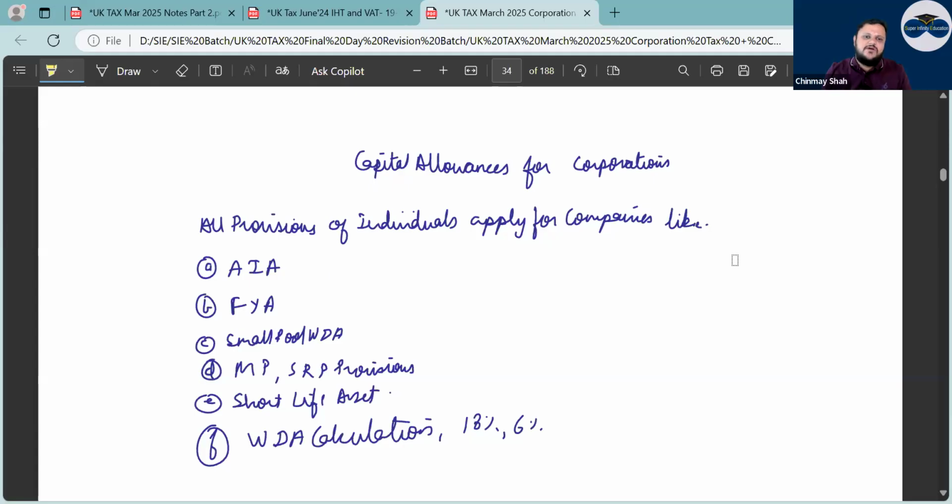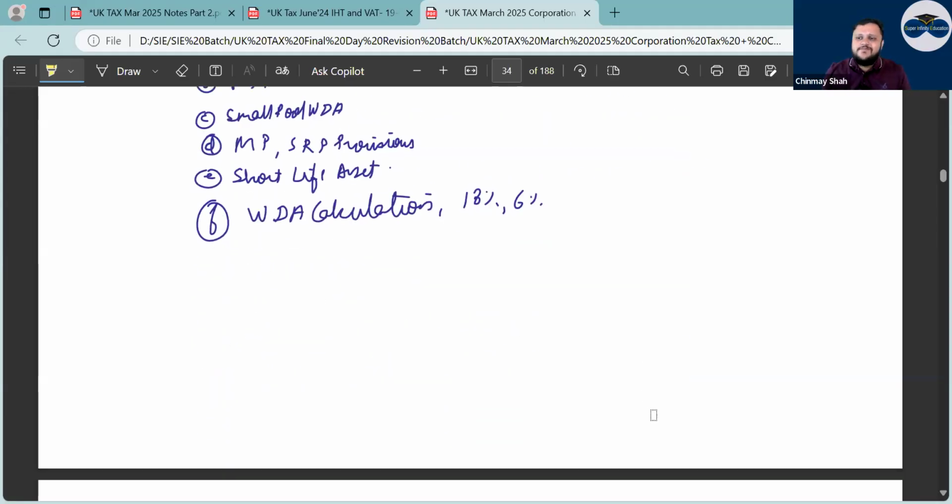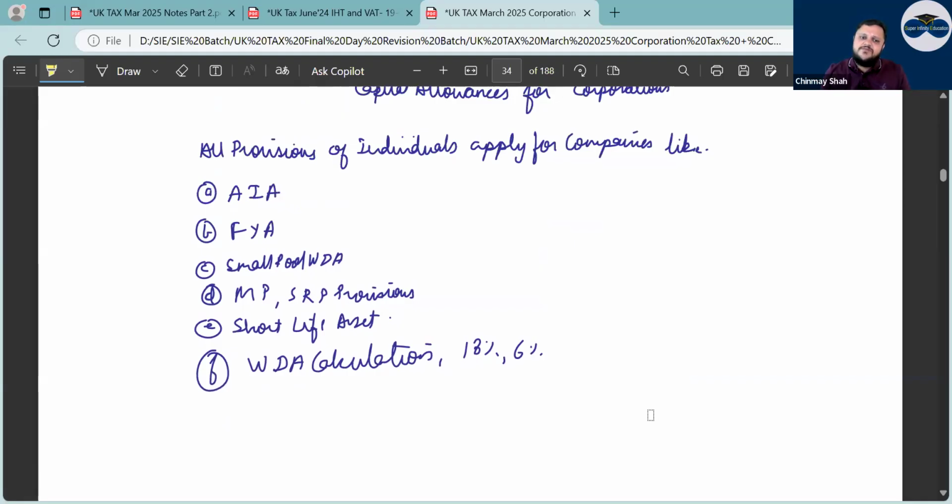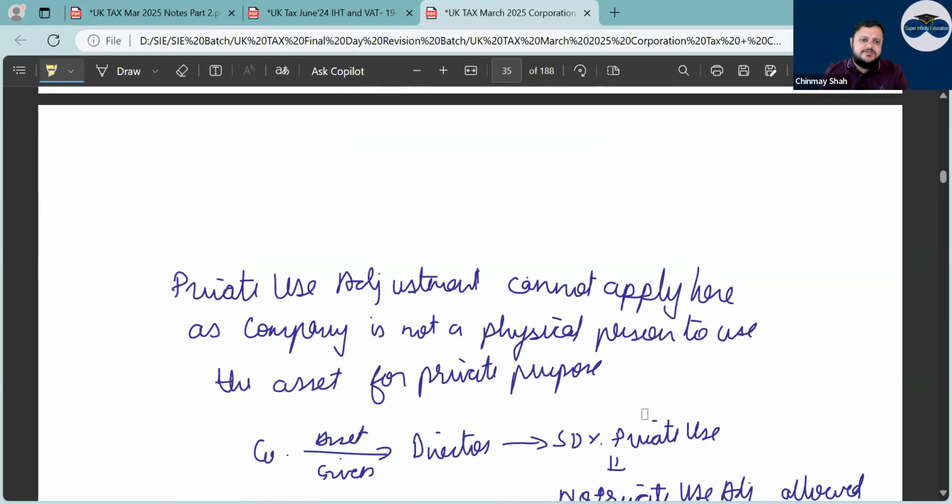Capital allowances are what? All provisions of individuals apply to companies like AIA, FYA, small pool, WDA, main pool, SRP, short life asset, WDA calculations, all things apply. Cut, copy, paste, right? 12 months AIA of 1 million, FYA 100%, small pool, WDA less than 1000. For a 12-month period. Main pool SRP provisions, right? Less than 25 years, more than 25 years, thermal insulation, all that stuff applies here also. Short life asset applies here. Less than 8 years can be identified or written as a different asset. WDA calculation at 18% for 12-month period, 6-month period.